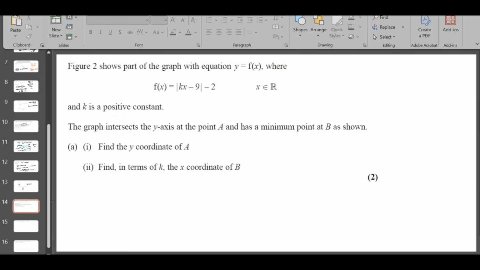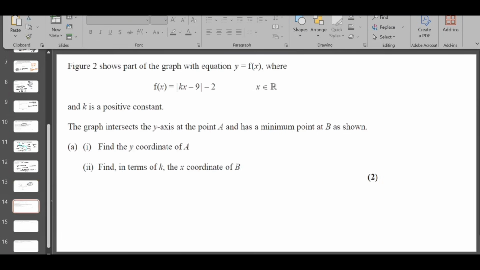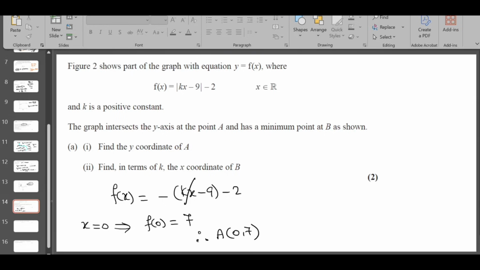To find the y-intercept, the function with the negative slope represents this part of the graph. So I'm going to take f of x equals minus kx minus 9, minus 2, and replace x by 0. So you will get f of 0 is, this becomes 0, 9 minus 2 is 7. Therefore the point is (0, 7).